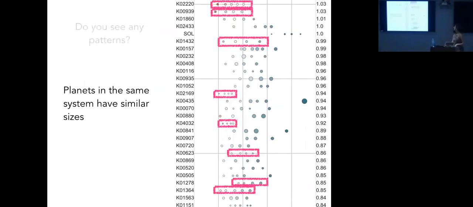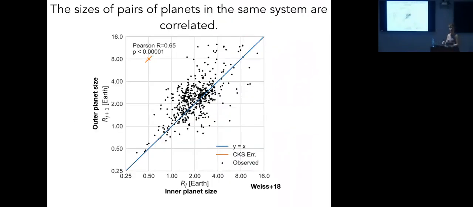So I see that planets in the same system tend to have similar sizes, which I've highlighted in these pink boxes. Now, it's nice to have this observational result, but since we're scientists, it's good to be quantitative. So to better quantify the result, we took pairs of adjacent planets in the same planetary system and plotted the outer planet size versus the inner planet size. So you can see that there's a high Pearson R correlation between the sizes of adjacent pairs of planets. But is this correlation really astrophysical, or could it be brought on by observational bias?